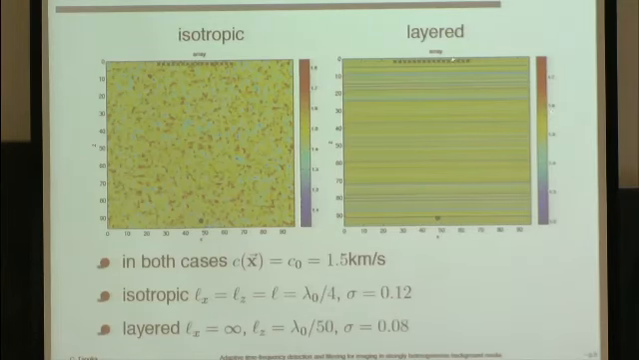Typically, the array will sit on the top of the medium, and I will call the direction which is parallel to the array the cross range, and the other direction, which is the direction of propagation, the range. And here the strength of the fluctuations is of the order of 10%.